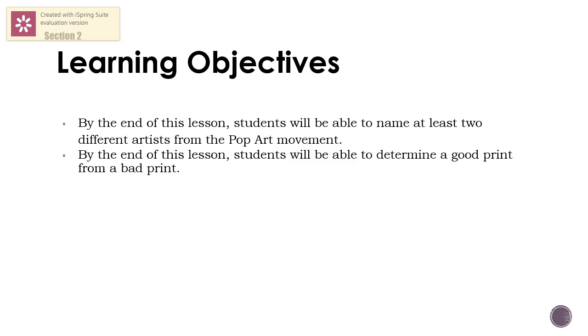The plan I have made for this module is an instructional plan for printmaking grade 2. The learning objectives for this plan are as follows. By the end of this lesson, students will be able to name at least 2 different artists from the pop art movement. And by the end of this lesson, students will be able to determine a good print from a bad print.